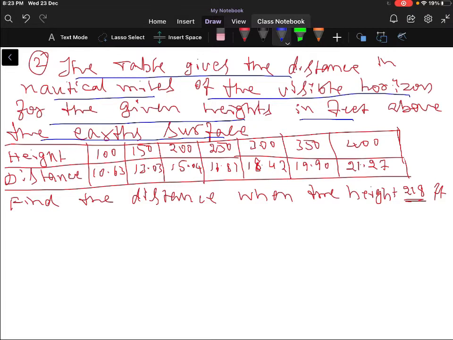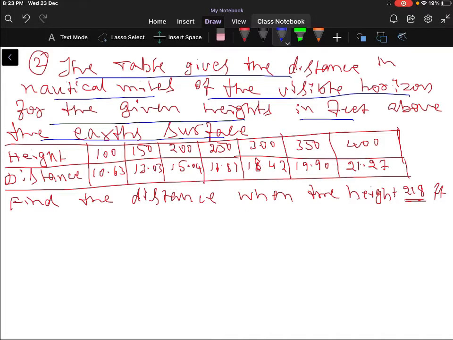So at the height from the earth surface 100 feet, distance is 10.63 miles. At the height of 150 feet, the distance is 13.03 nautical miles. At height 200 feet, the distance is 15.04 nautical miles.